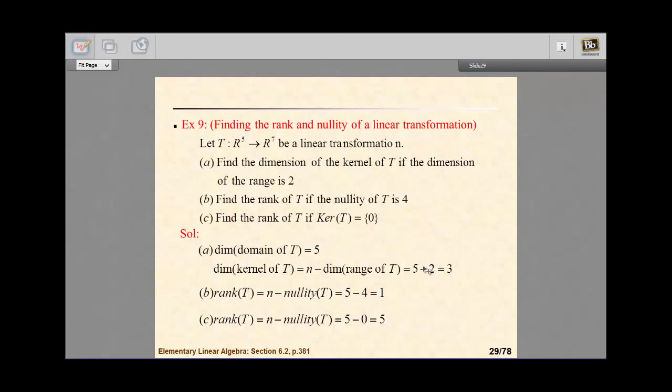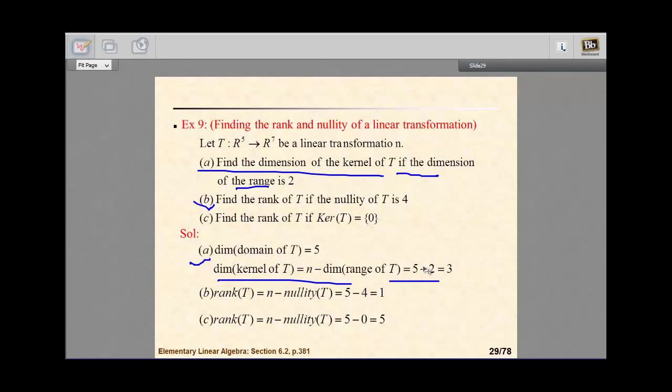Find the rank and nullity of a linear transformation from R to the power 5 to R. These are the same questions from the rank nullity theorem. It says: find the dimension of the kernel of T if the dimension of the range is 2. So the dimension of the range is 2, then from the rank nullity theorem we find that 5 minus 2 will be equal to 3.